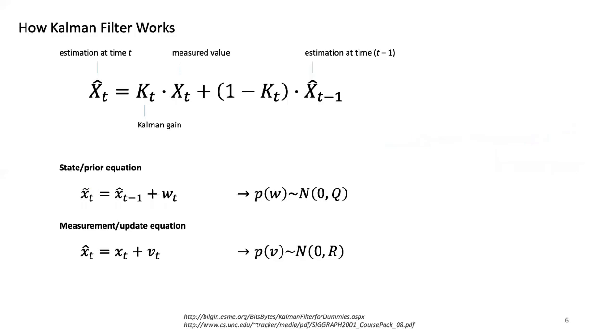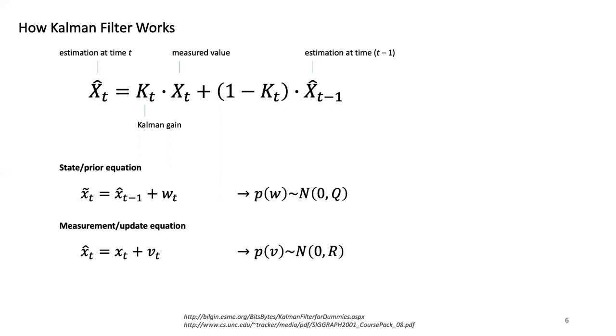So how does Kalman Filter work? This is the basic equation. The equation at the top is saying that an estimate of the measurement that we want at any given time t is a weighted average of the measure we took at time t and the previous estimate that we have at time t minus 1, whatever this period might be.